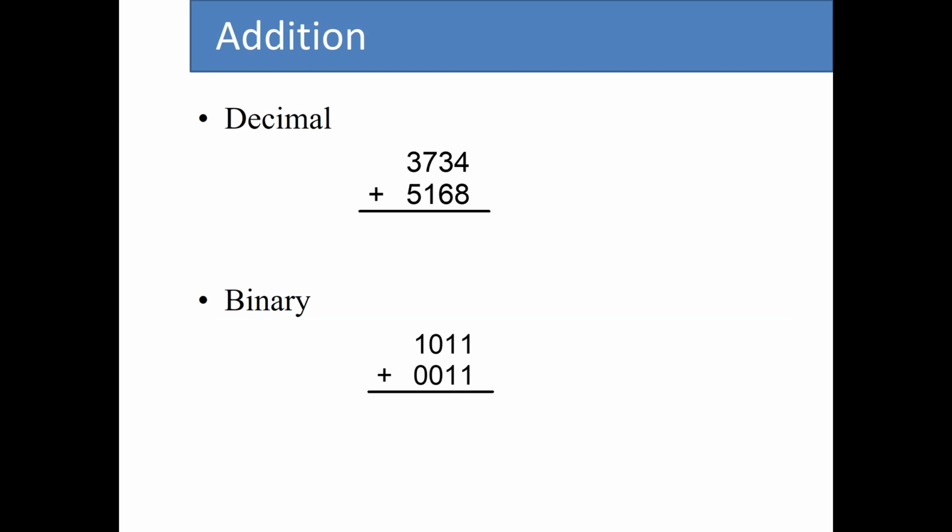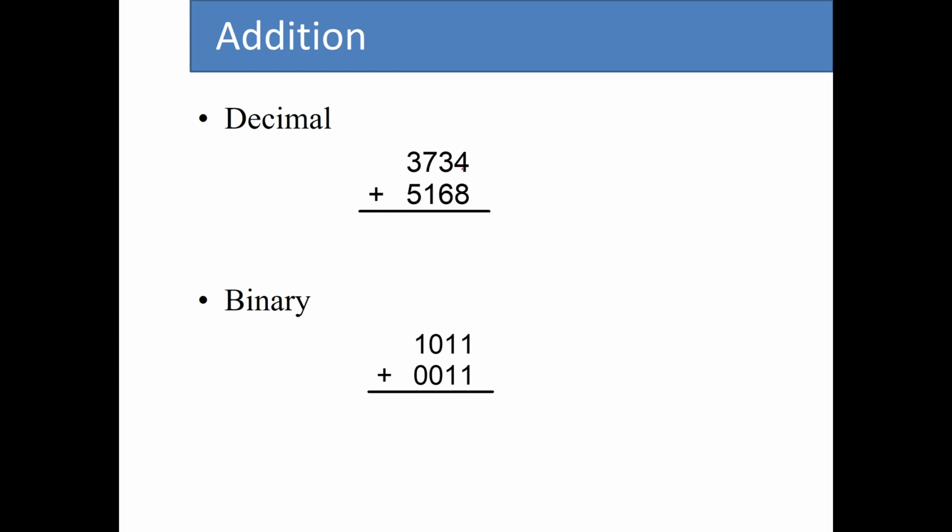In this video, I want to talk about addition of binary numbers and see how they can be different from addition of decimal numbers. So let's just take a look at a couple of examples. First, we have an example of addition of two 4-digit decimal numbers. I'm sure you are familiar with this process.